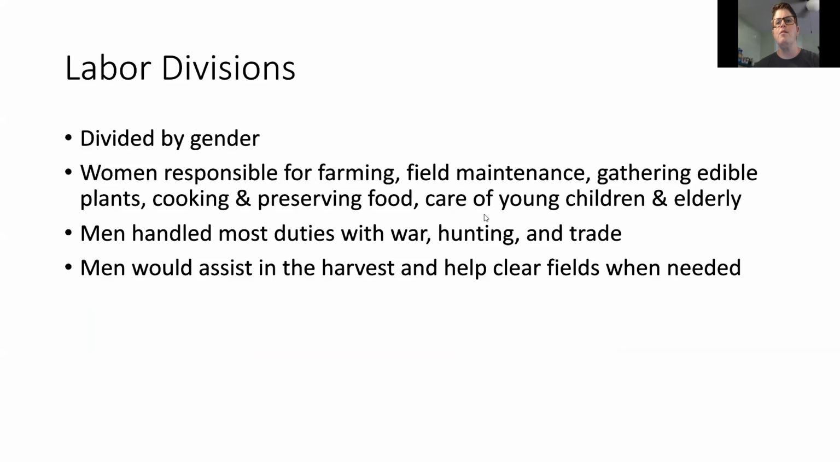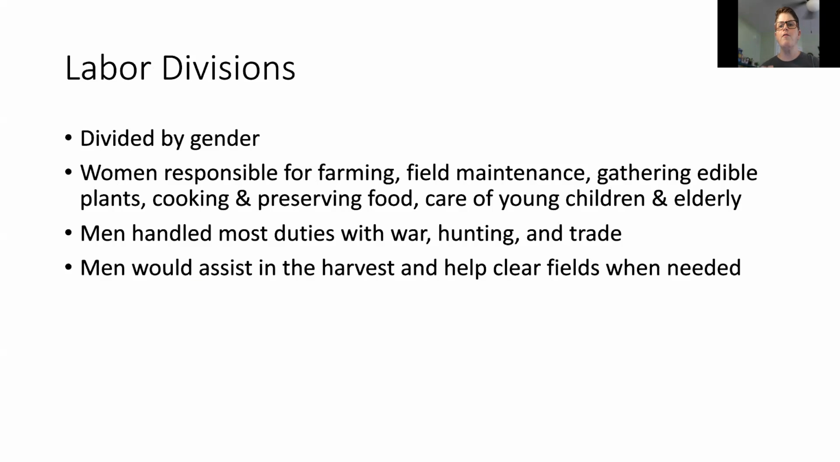Another big marker for Southeastern Indians is labor divisions, which are divided by gender. So women were responsible for farming, field maintenance, gathering the plants that were edible, cooking and preserving the food, and the care of young children and the elderly. Men handled most duties with war, hunting, and trade, though men would help with the harvest and help clear fields when needed. So this is where Europeans really got confused.